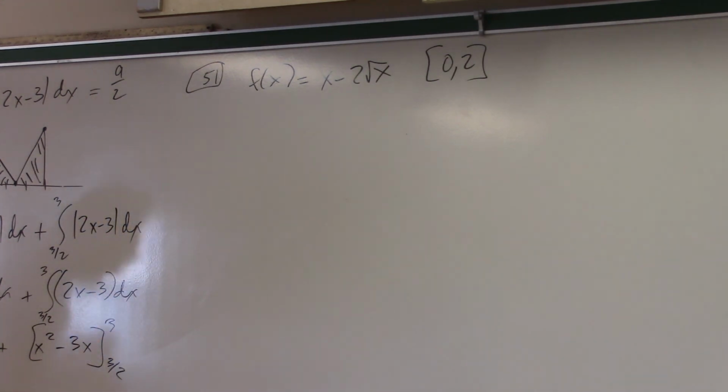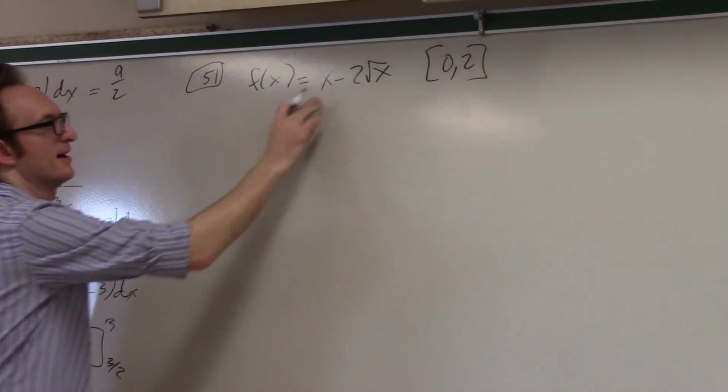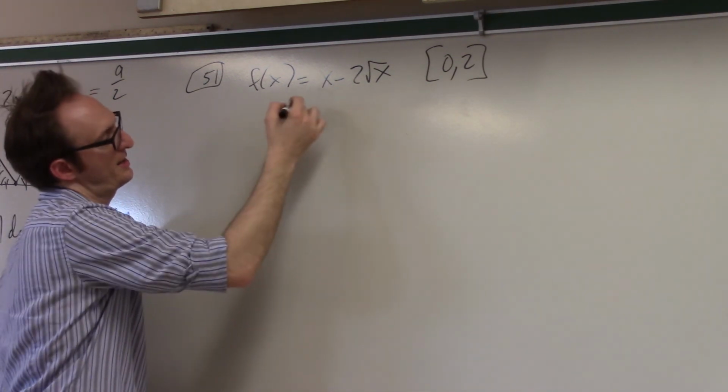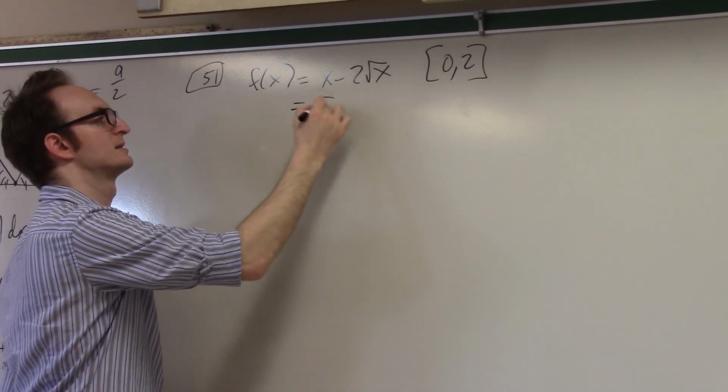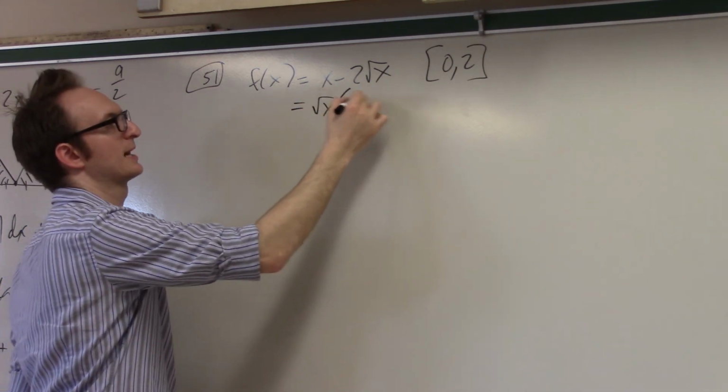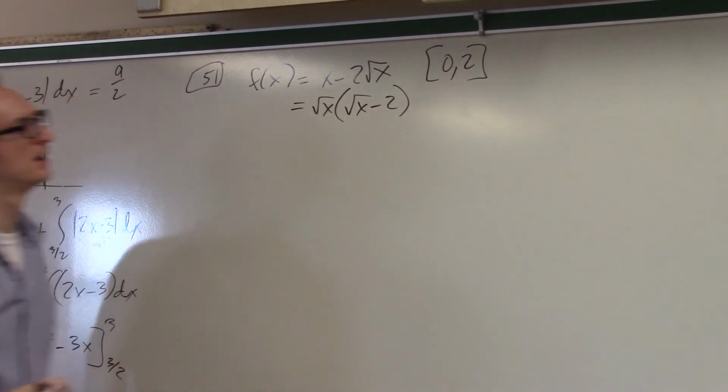This problem said find the value of c guaranteed by the mean value theorem for integrals for this function over the given interval. All right, try to draw this. I might fail. How do I sketch this function? Well, that was a really obscure one. Let's see, pull out a root x, and then it would be root x minus 2, right?